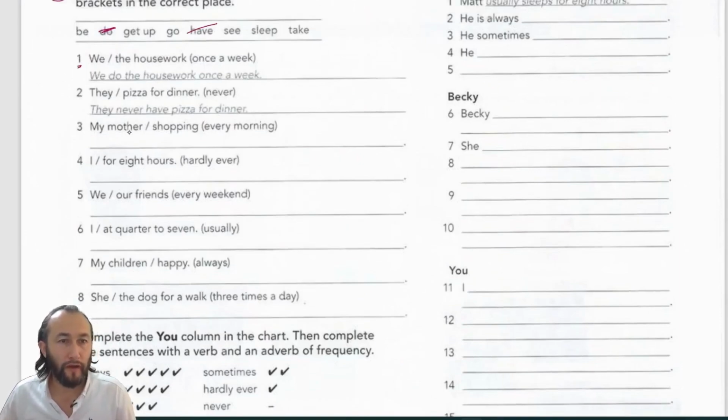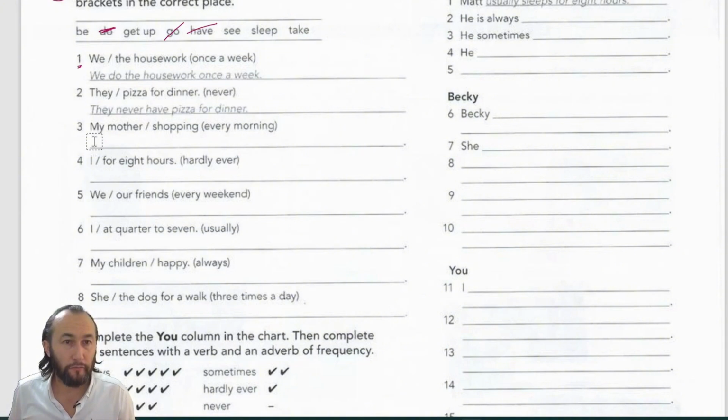Number 3, my mother shopping every morning. Every morning is an expression of frequency, so it has to be placed at the end of the sentence. We need to select a verb for that: get up, go, see, sleep, take. That must be go. And every morning, that's a routine, so we need to use present simple, guys.